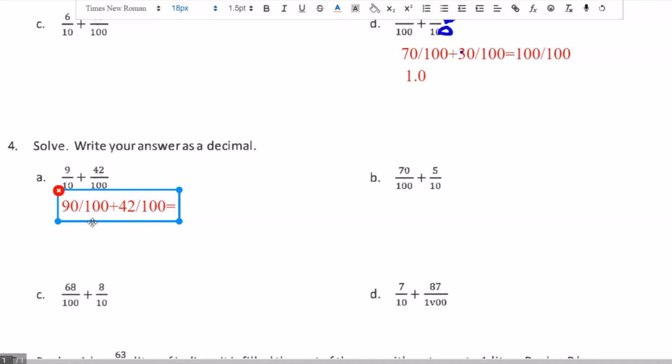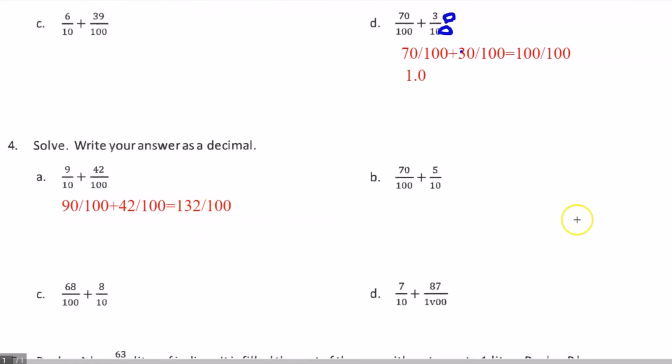90 plus 42 is equal to 132 over 100. Now pay attention to this. 132 is bigger than 100. So if I pull these out, let's do a little number bond. 100 over 100 is equal to 1, and I have 32 over 100 left over.